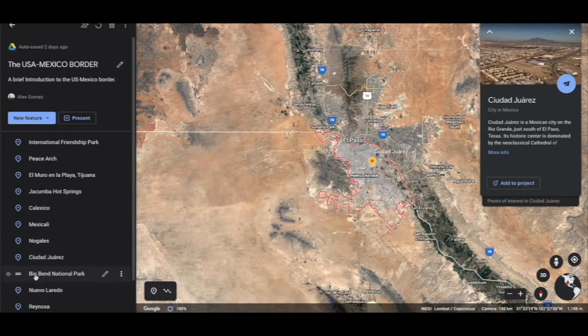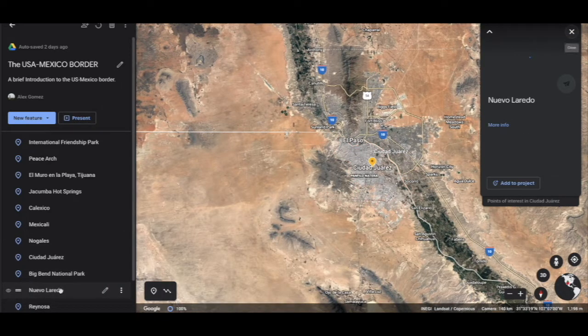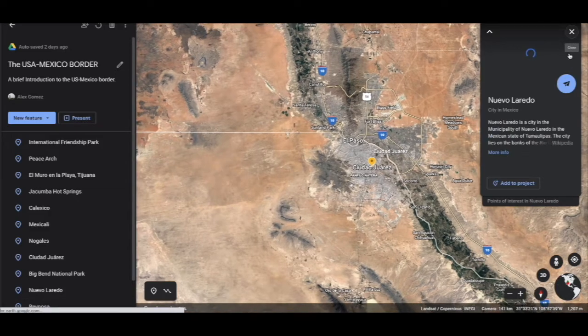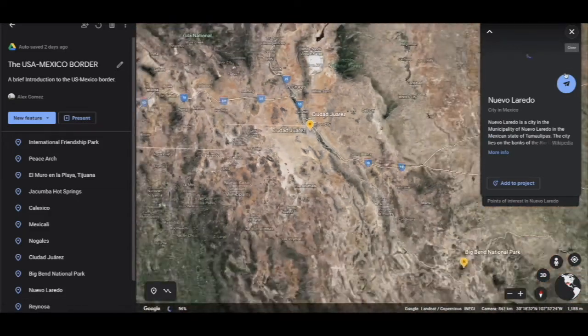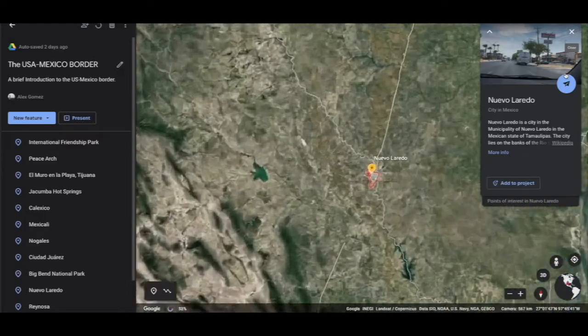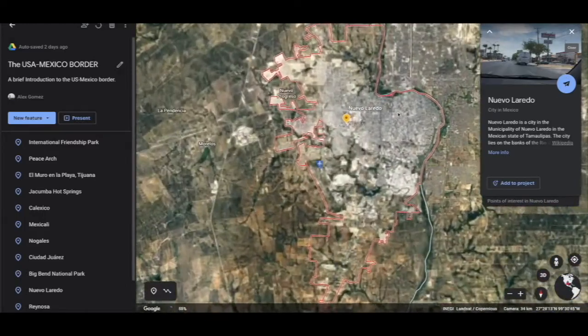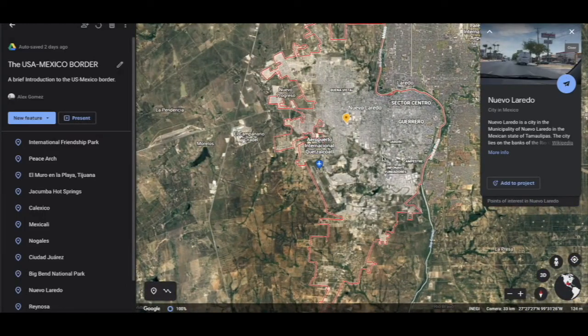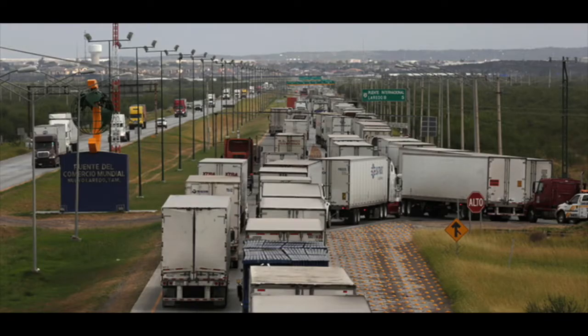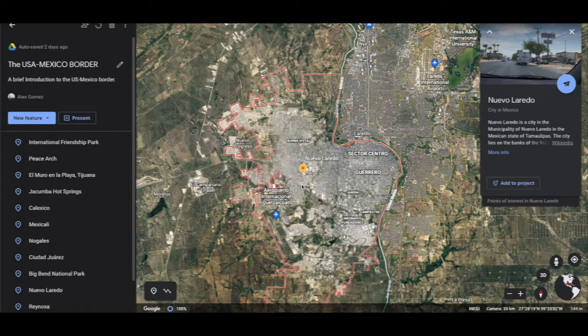Let's go to Nuevo Laredo. In Nuevo Laredo, that's where most of the trucks go through in this region. It is probably one of the highest traffic regions, with a lot of trucks carrying all the products that are assembled in Nuevo Laredo and go into Laredo. So once again, I want you to understand that these cities are so connected.